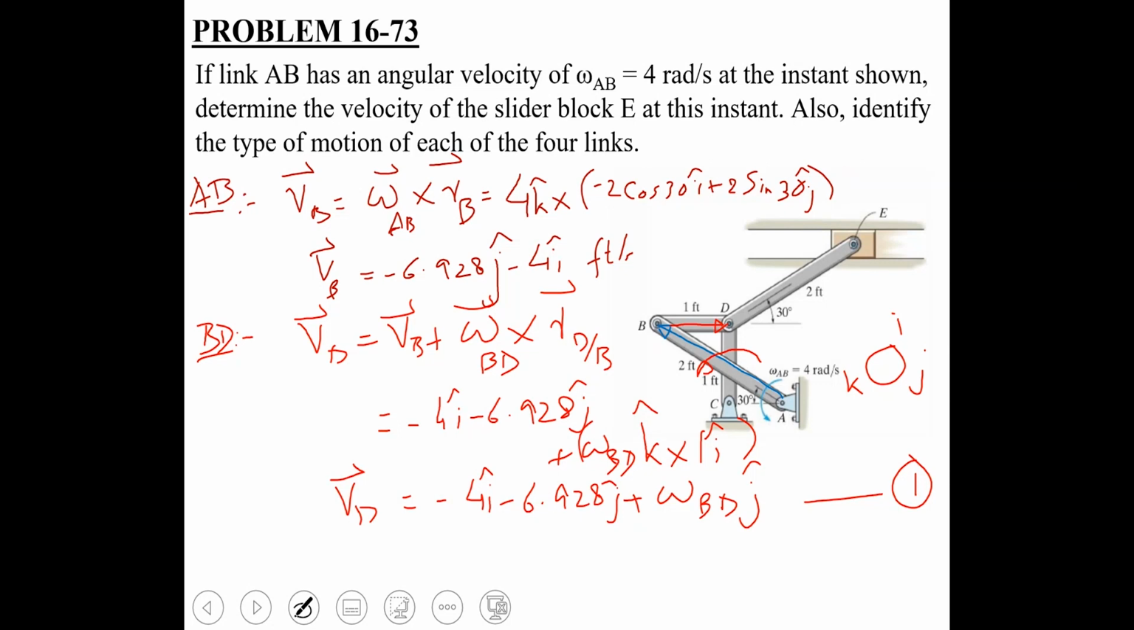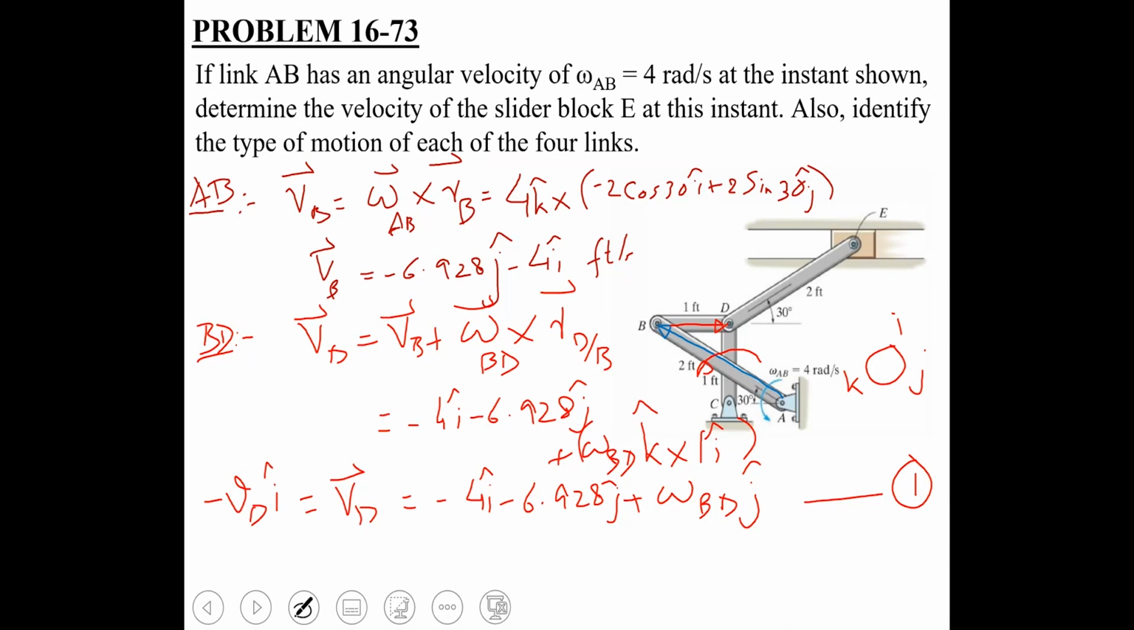Velocity of point D, towards left होगी. So we don't know its magnitude, but its direction is known to us. So we can write VD vector equal to minus VD i. ये point clear है?